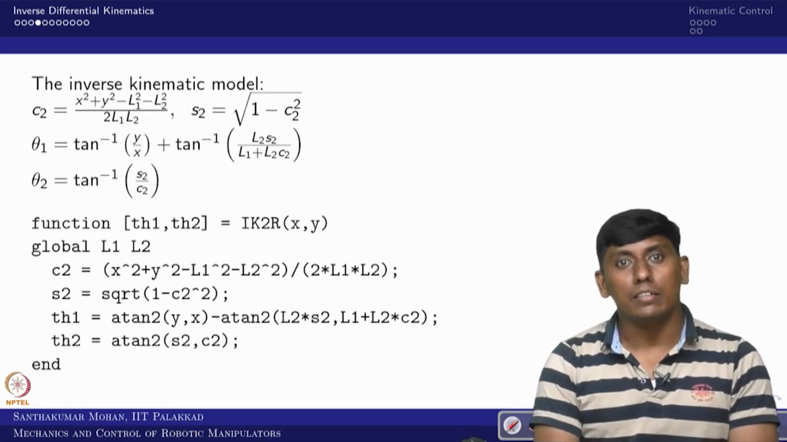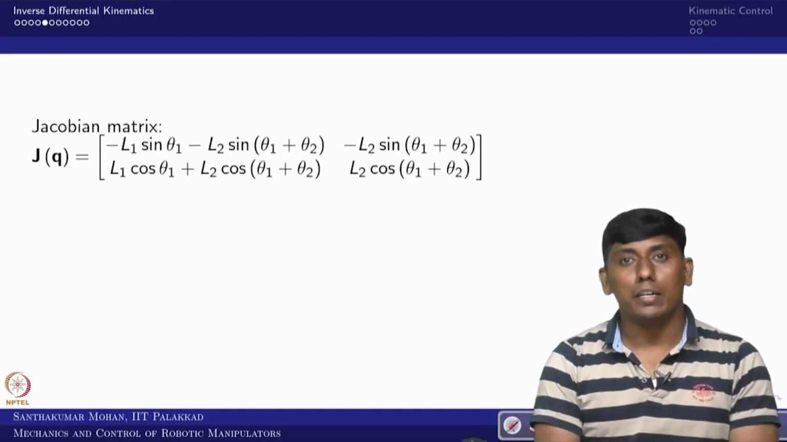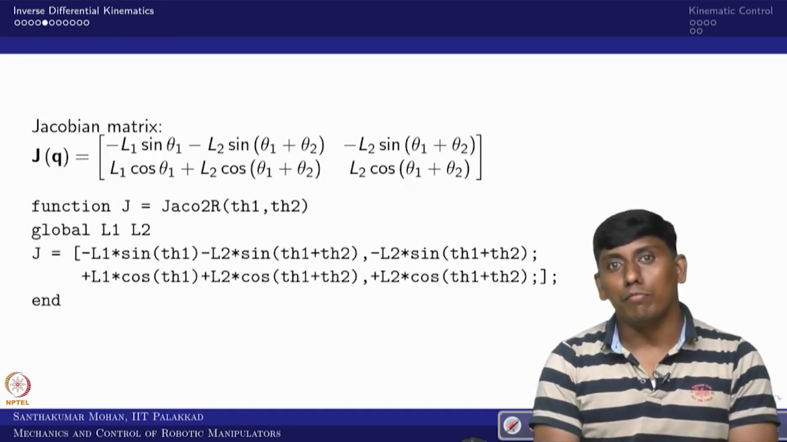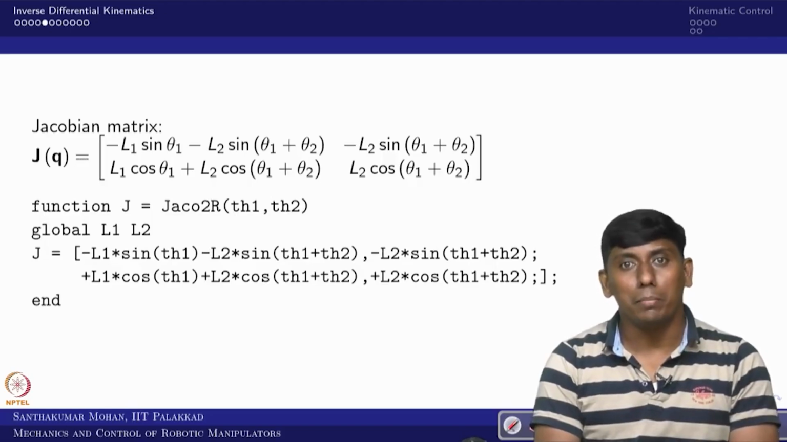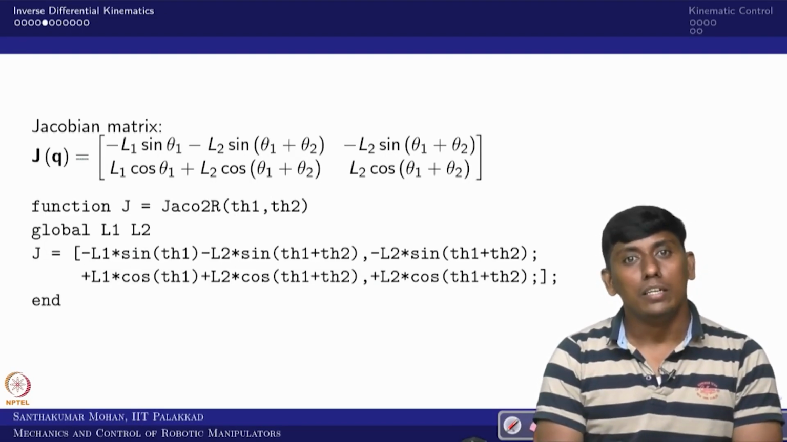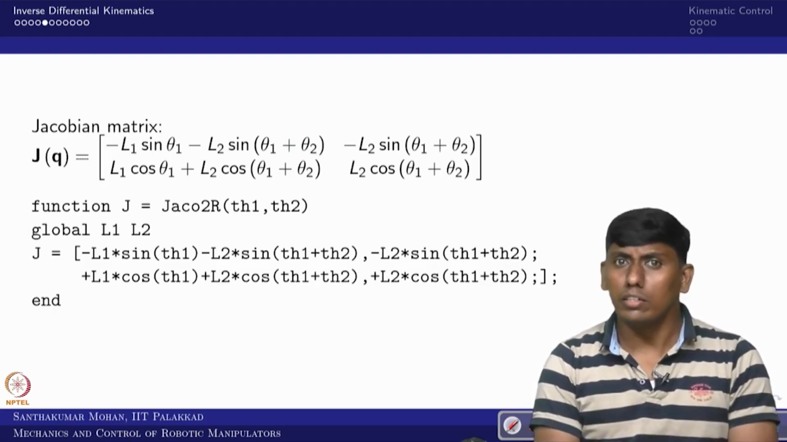You can see this is going to return theta 1 and theta 2 for given x and y, right. So now these two functions are sufficient. Then we need to know the Jacobian. The Jacobian matrix we derived, 2 cross 2, in the given form. The same thing we can write as a subfunction. Jaco 2R is the Jacobian of the 2R serial manipulator. For given theta 1 and theta 2, the Jacobian matrix would be returned in this particular subfunction. So these are all the subfunctions.